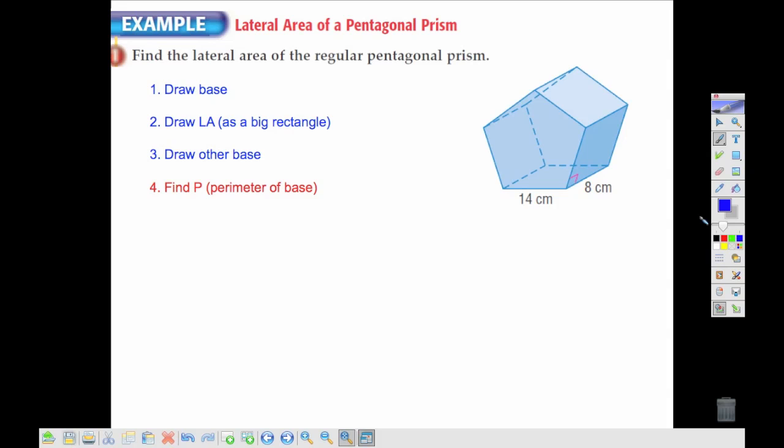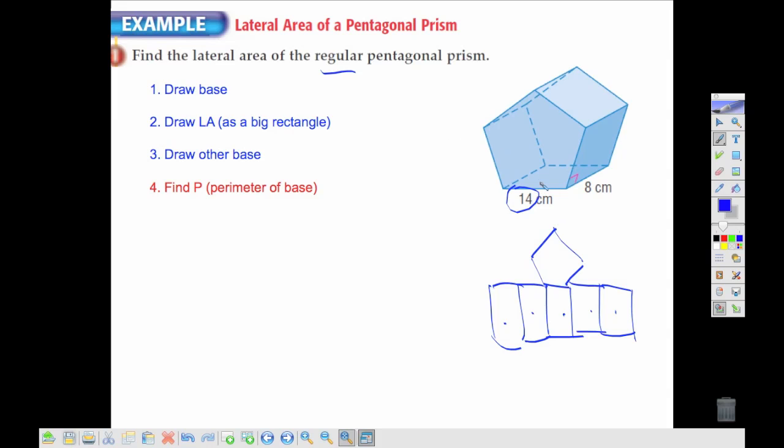So if I'm asked only to find the lateral area, we could think about this thing. We've got a pentagon here. I could draw these shapes wrapping around here. Notice that's just going to give me one big rectangle where I have 5 sides. All of those sides, since it's a regular pentagonal prism, will each be a length of 14, which means the perimeter of my base is going to be 14 times 5, which is 70. I could also tag on the other base here, but we're not really worried about the base.